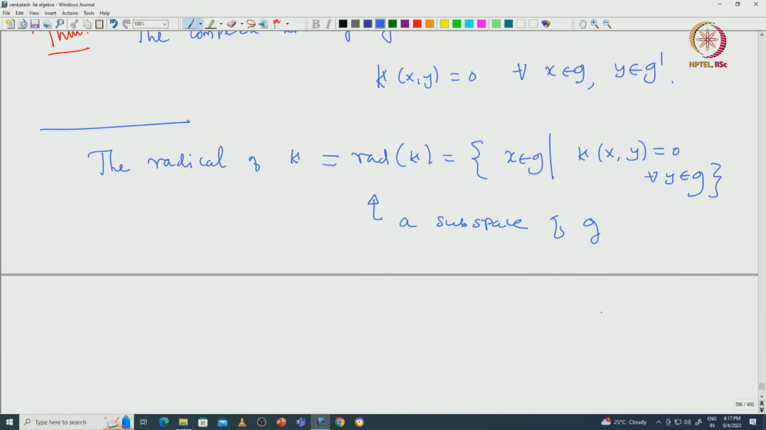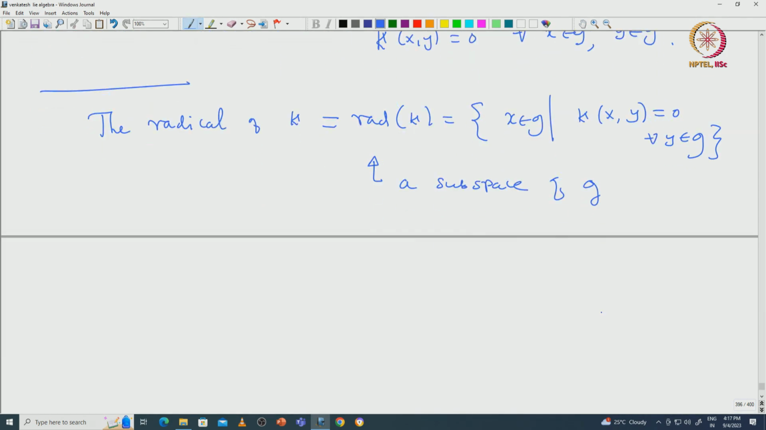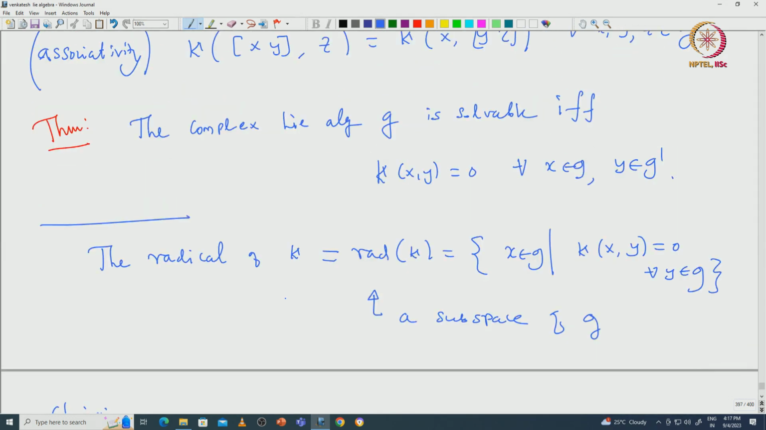You can see that this is indeed an ideal inside g. So here is the claim: the radical of kappa is an ideal inside g. Now what does Cartan's criterion say? The first criterion is about solvability. It says that the radical of kappa contains the derived algebra g dash.